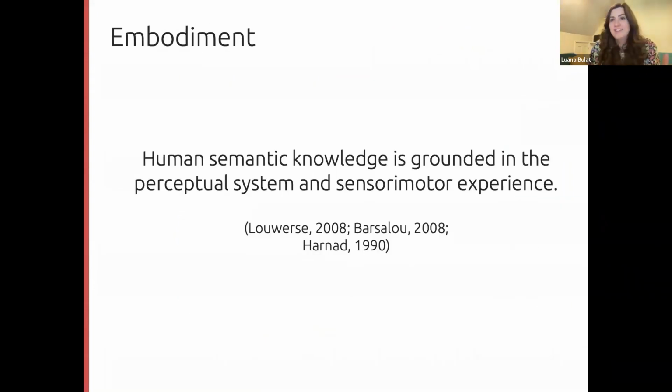So what I've presented is really the theory of embodiment, which states that human semantic knowledge is grounded in the perceptual system and also in sensory motor experience. In other words, the semantic representations of words in our brain are dependent on these sensory and motor systems, and it is these systems that modulate our semantic processing.